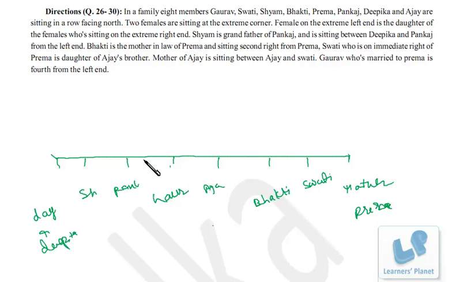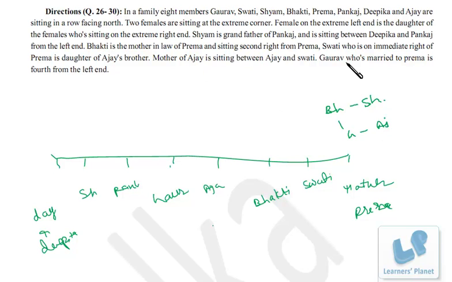Okay. Now this arrangement seems to be correct. Now we have to find out the relationship. Now Prerna is daughter of Ajay's brother. Now Ajay and Gaurav, they are brothers, and Bhakti and Shyam, this seems to be husband-wife. Bhakti, Shyam, husband-wife. Then in this generation, Gaurav and Ajay are there.